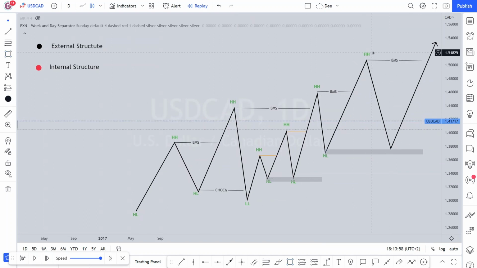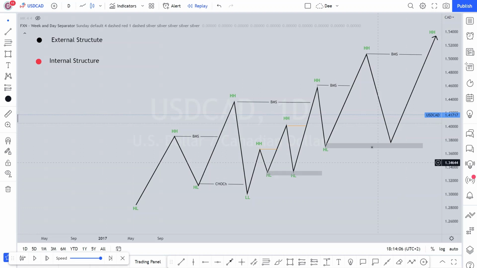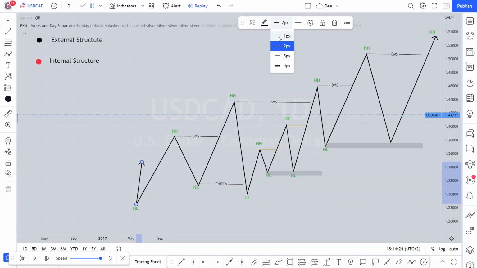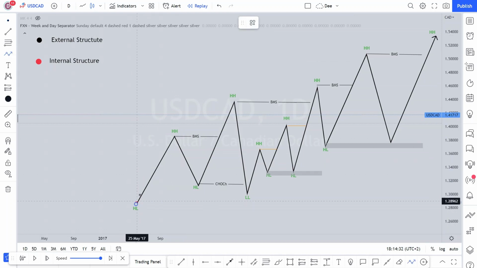And we have a new higher high there. This is the external structure. The internal structure will be more complex, but we'll try to simplify it and make it more simple. So basically the external structure will be something like this. Let's change it to 1 pixel and make the color red to look more like this.